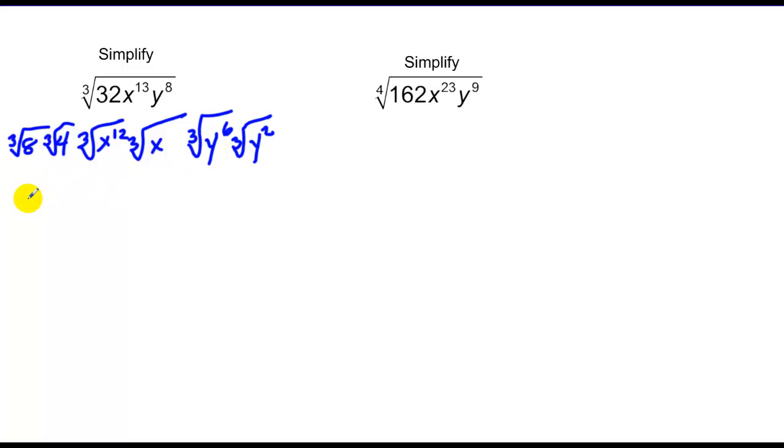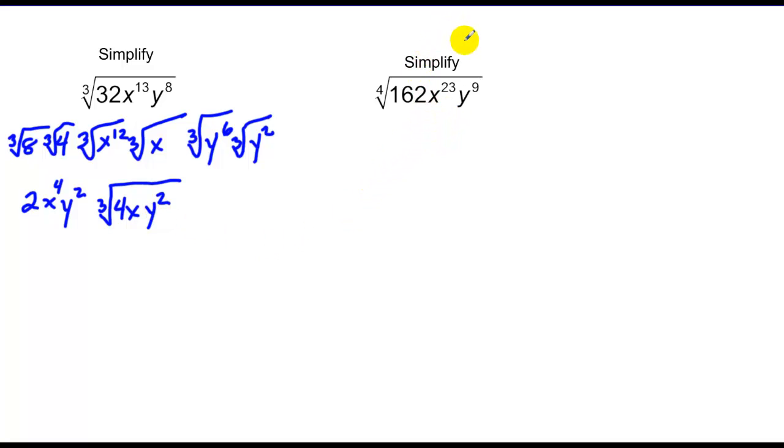Cube root of 8 is 2. The cube root of x to the 12th is x to the 4th, because x to the 4th times x to the 4th times x to the 4th is x to the 12th. Cube root of y to the 6th is y squared, and then I just have my remaining terms left. So that's a 4, an x, and a y squared.